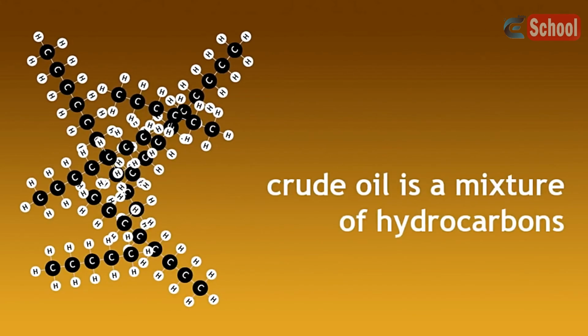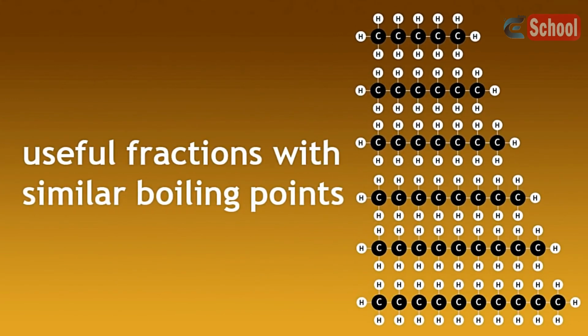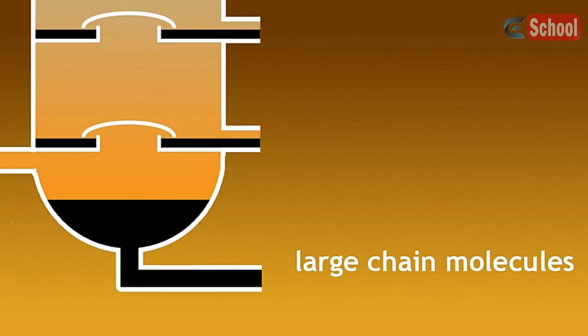Now, at the end of this video, you should understand that crude oil is a mixture of important hydrocarbons, and that fractional distillation is the method used to separate crude oil into useful fractions with similar boiling points. You should understand that small chain molecules are collected at the top of the column since they have lower boiling points, and larger chain molecules are collected further down the column as these have higher boiling points.